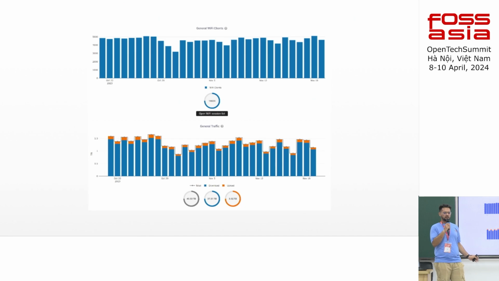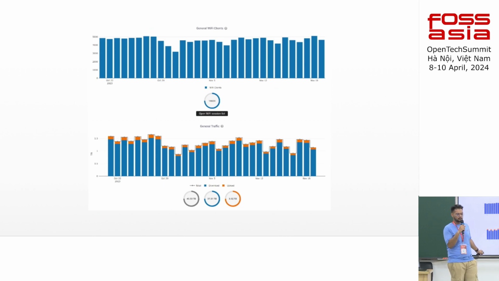Then we also provide this general overview with time series graphs. The first one is Wi-Fi clients: how many devices, and when I say devices, I mean mobile phones and laptops, are connected to the Wi-Fi system of the network. So we can get an overall idea of how many people are actually using the network.